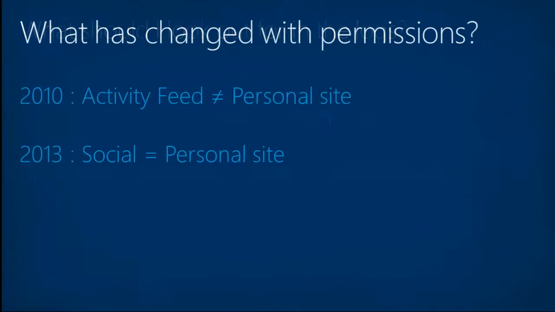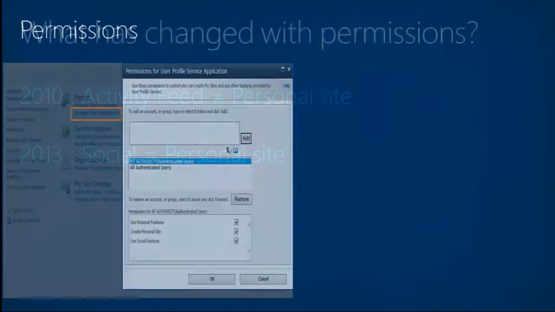Now, we just touched upon this right at the start of the session: what has changed when it comes to what is really required for social. You really need to plan for personal site. And that was not the case in 2010. So in 2010, if you wanted to enable activity feed, you really did not need a personal site. But in 2013, you really need a personal site for social. And the reason why I have this here is to give you an idea of what has changed on the permissions front.